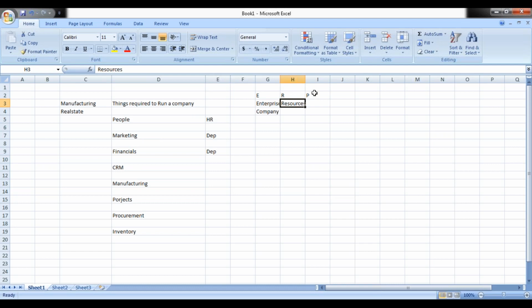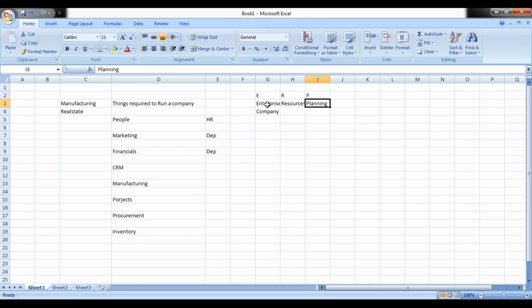And P stands for planning. Now, what is ERP? Put together, enterprise resource planning. An enterprise has several resources. These are to be planned properly in order to successfully run this organization. So this is called ERP.